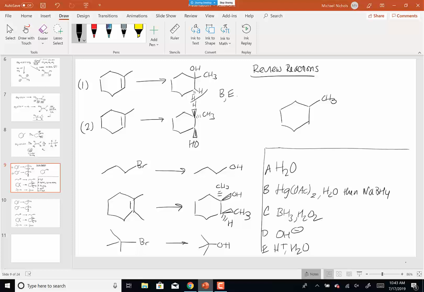C's. Okay, is C correct? Yes, because I'm adding the H and the OH. Markovnikov, anti-Markovnikov. Anti-Markovnikov. Now, anti-Markovnikov, there's only one way to do it, but that has to be cis. Okay, so 2 is C. That is correct. 3.